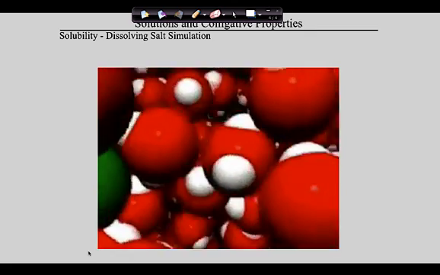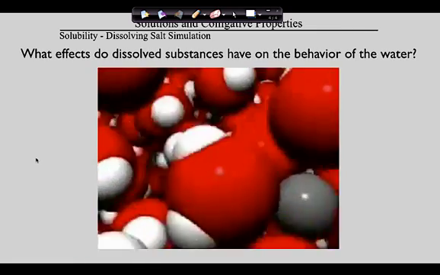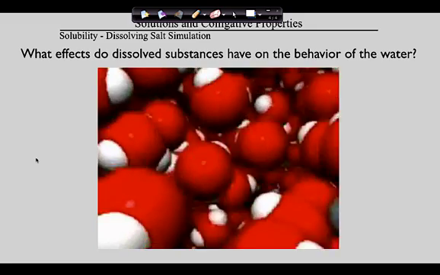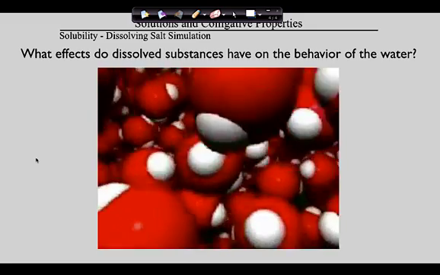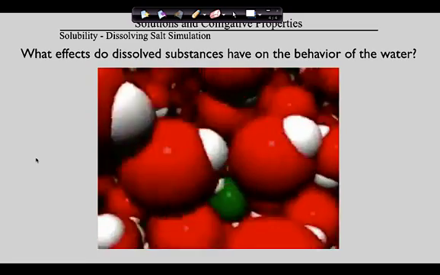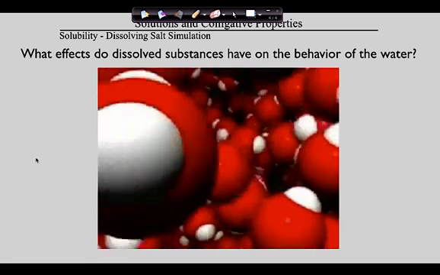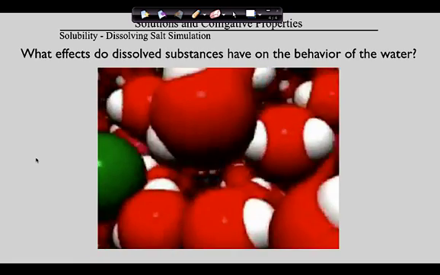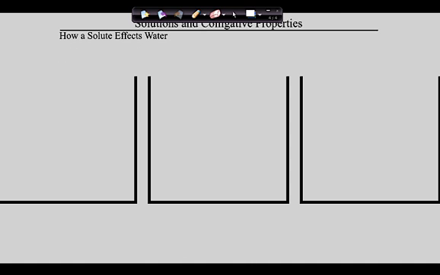So guys, the question now becomes this. Why does the boiling point go up? So guys, to answer that question, we need to answer this question. What effect does the salt have on the water? When we dissolve the salt in the water, how does that impact the behavior of the water? And guys, to answer that, don't draw these, but we're going to look at this a couple different ways.